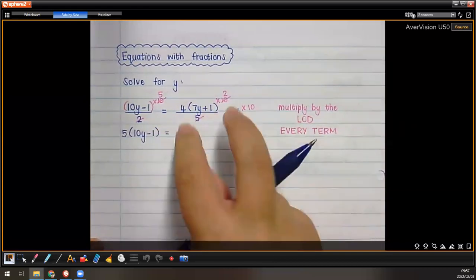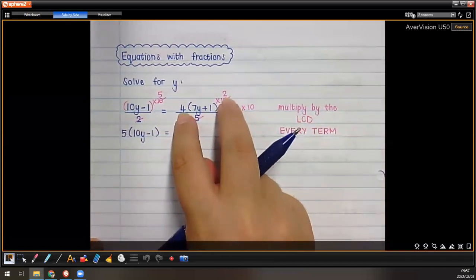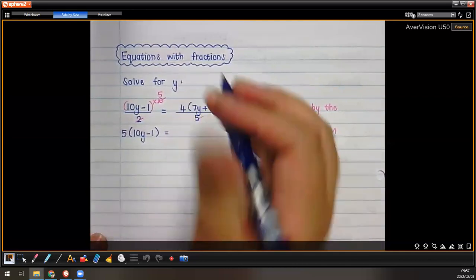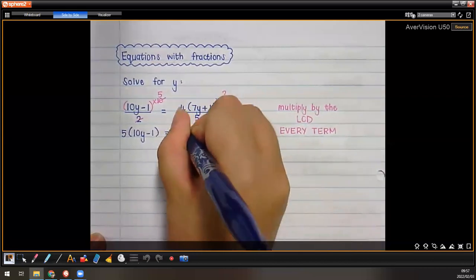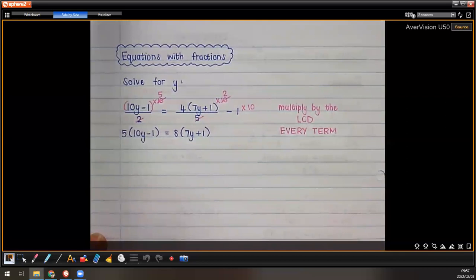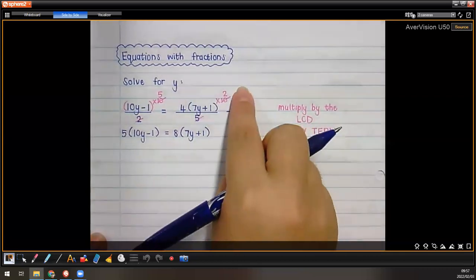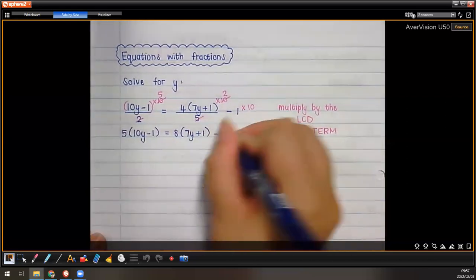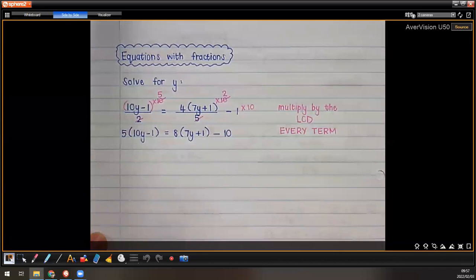That is equal to, now we need to be careful because there's a 4 and there's a 2. So what am I going to do with these? What do you guys think? Multiply them. So it's going to be an 8 in front of this bracket, 7y plus 1. At the bottom, I'm left with 1 because I said 10 divided by 5 is 2, and there was the 1 there, so I don't have to write that. Minus, what's 1 times 10? 10.